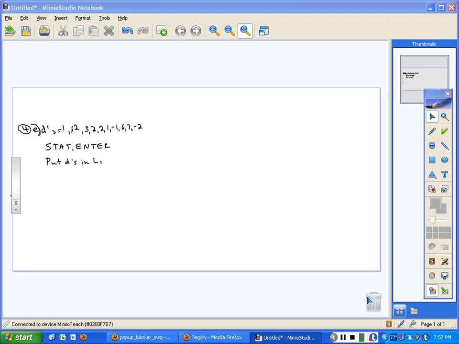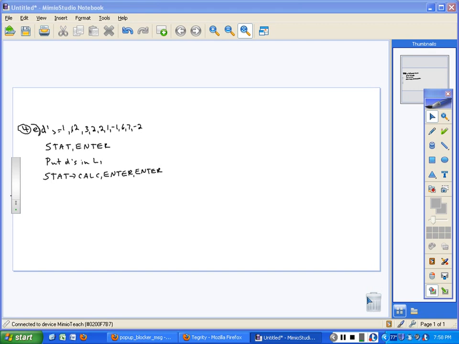But I'm going to pretend that you put the differences in the first list, and then you're going to hit stat again. You're going to arrow over to calc, and you're going to hit enter, which is one variable stats. And at this point, if you hit enter, it'll use list 1. If you want it to use list 3, you have to tell it to use list 3. So I'm just going to say enter again.